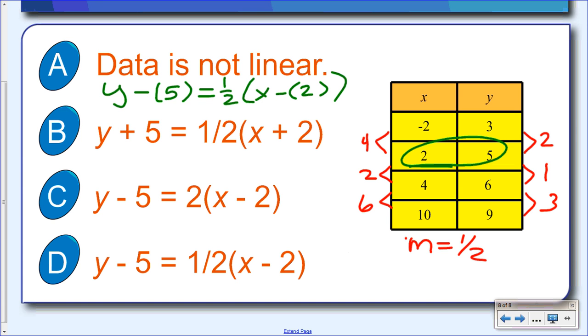And I don't have any double signs to deal with, so I can just look through here. It's not going to be plus. That one was not plus. Looks like it is this one. I have a slope of a half. My x is 2. My y is 5. Looks like it's D. That's it.